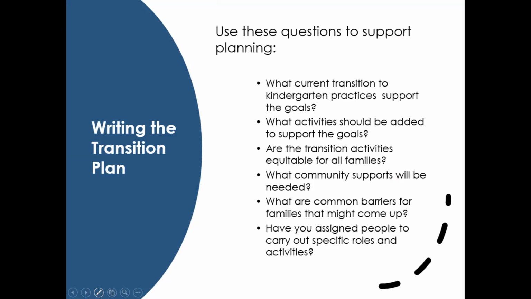Often those might be language barriers, they might be transportation barriers. You might be hosting something at the school that families can't access because they don't have a vehicle or a ride to get there. So being open-minded and thinking outside the box around those. And then, have you assigned people to carry out specific roles and activities? All of these can't fall on the shoulders of one person, right? It's a transition team for a reason. Utilize everybody's strengths in carrying this out.